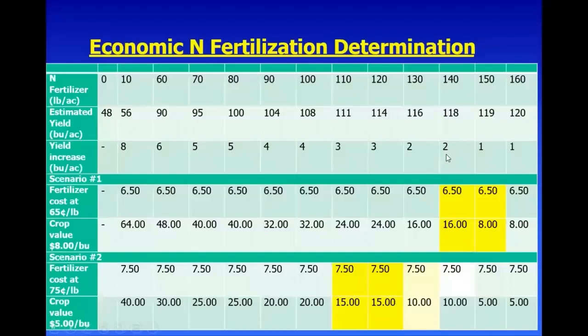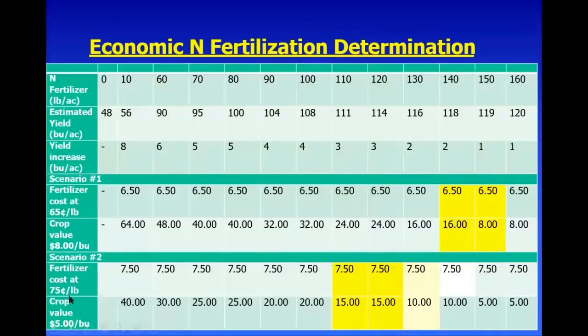Basically, when we're at about a 2 bushel yield increase, we go from here, 130 to 140 pounds of nitrogen fertilizer, it is going to cost us $6.50. We're going to get a 2 bushel yield increase. That's about $16. That's about a 2-to-1 return on your money, and that's about the time to stop.